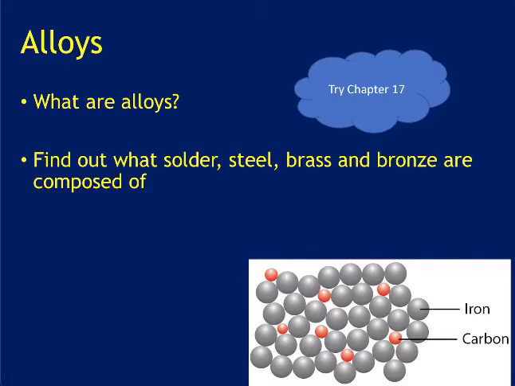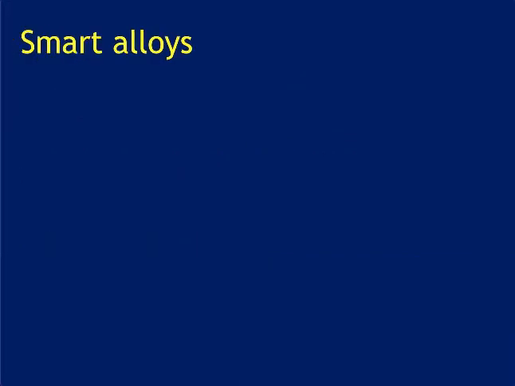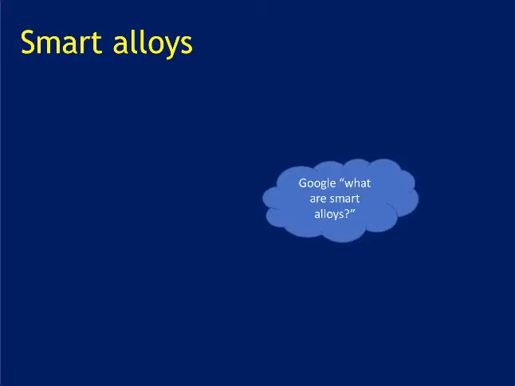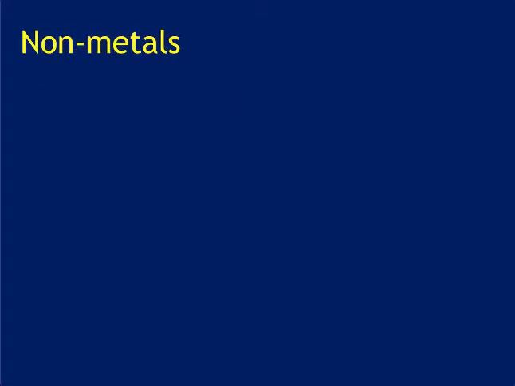So solder, steel, brass and bronze, they're all composed of certain metals. I want you to find out what they are. And the last thing I'd like to know is a use for each of those alloys. So solder, steel, brass and bronze. And again, all answers in chapter 17. So quick Google for me. What are smart alloys? Because they are pretty cool. It won't be in your book.